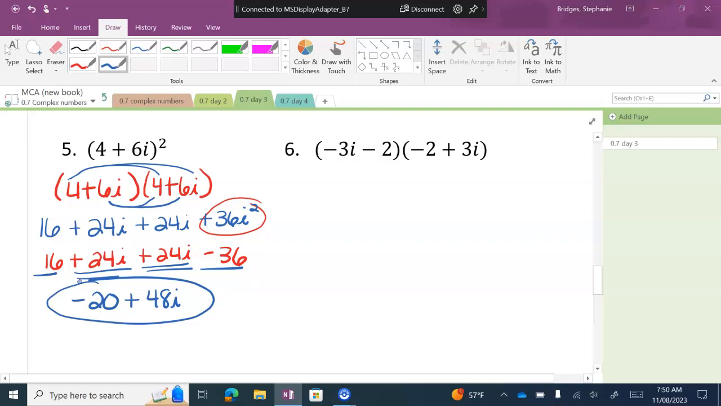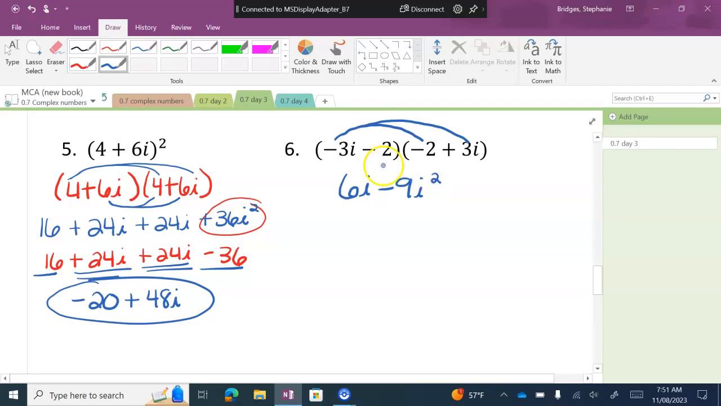Now, 6 is the same, but it looks a little different because my i's are in different places in each parenthesis. That doesn't change how you do this. We're going to start by multiplying the very first 2 terms. What does -3i times -2 give me? A positive 6i. Then -3i times a positive 3i is going to give me a -9i squared.